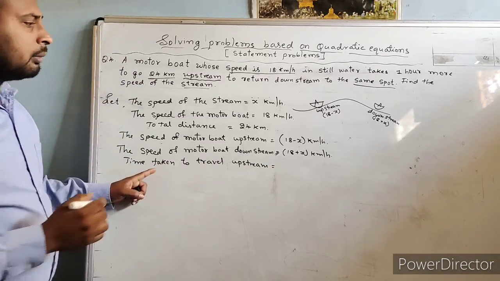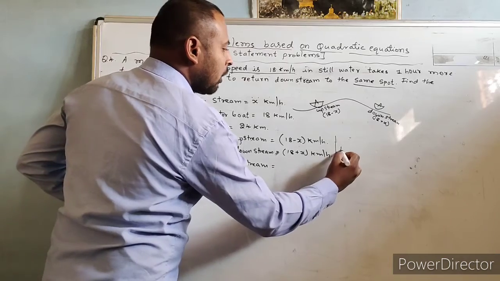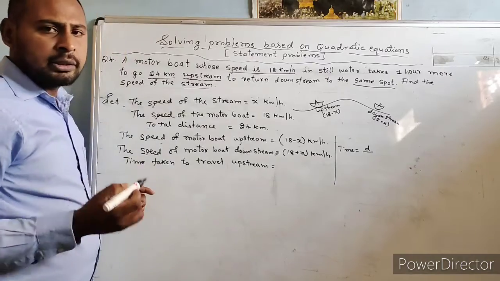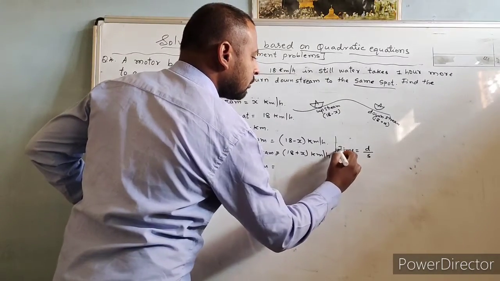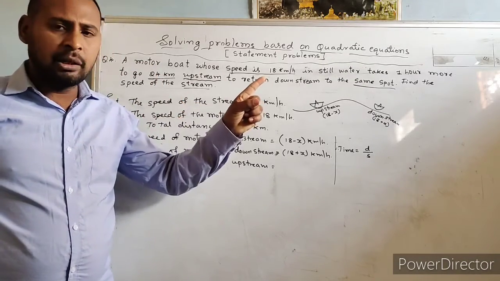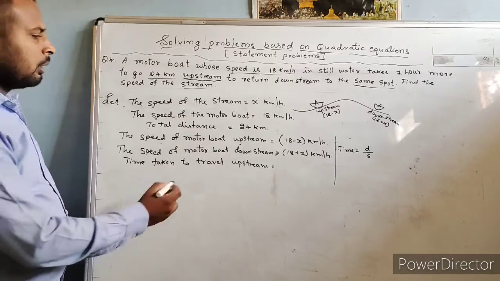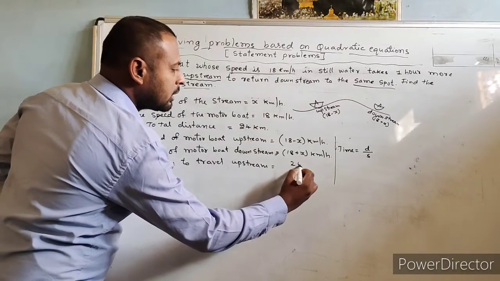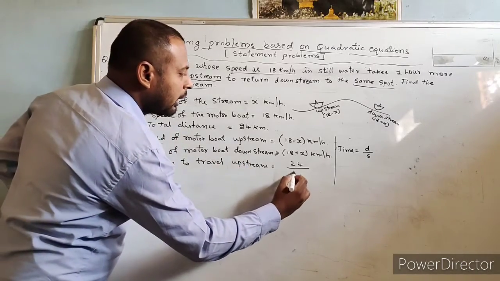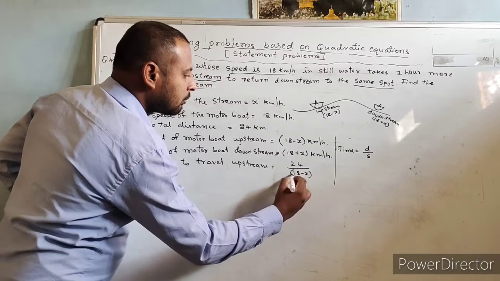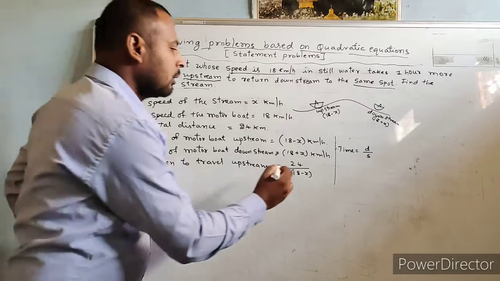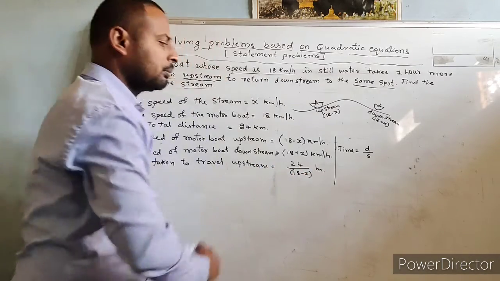Now how do you find the time? What is the formula to find the time? Time is equal to distance divided by speed. Remember this formula. Now here, in case of upstream, the total distance is 24 km. In case of upstream the speed decreases, therefore 18 minus x. So time is 24 divided by 18 minus x hours.